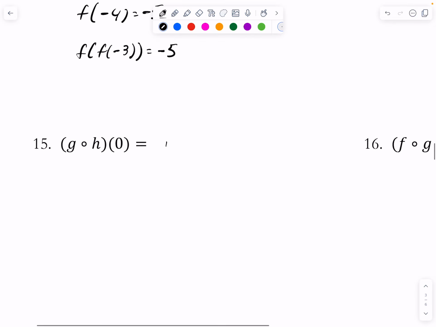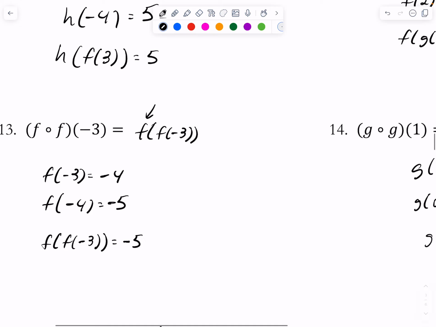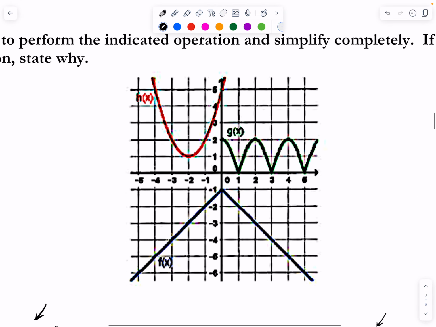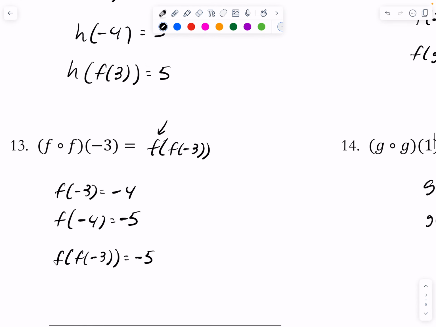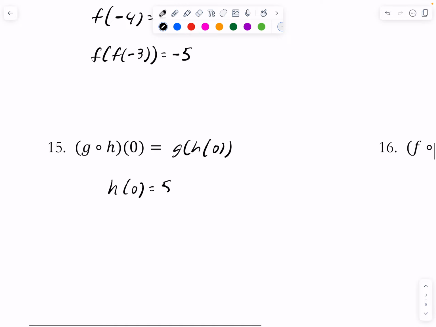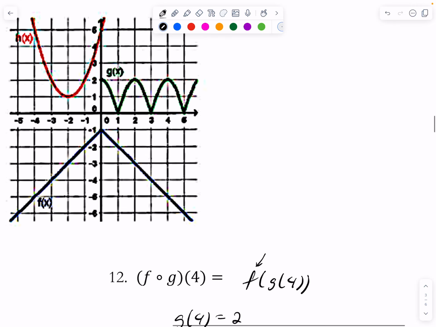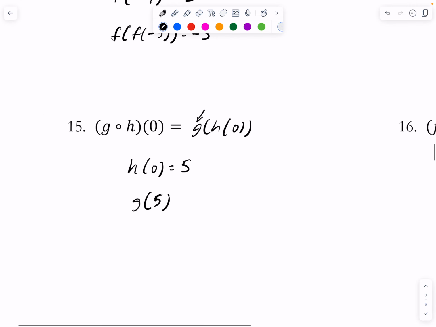Okay, 15. G of h of 0. So we're doing h of 0 first. H of 0 is going to be 5. Then use that to plug into the g of x function. And g of 5 is going to be 0. So g of h of 0 became 0.